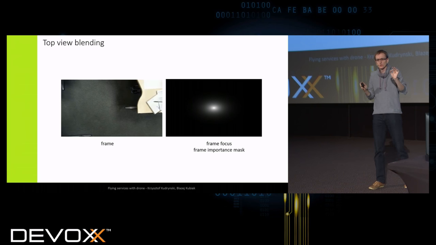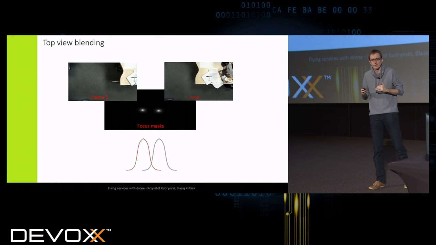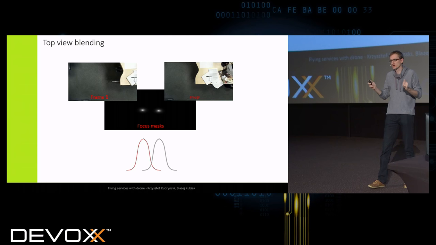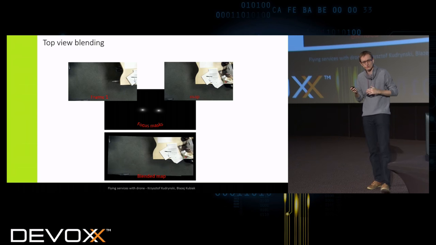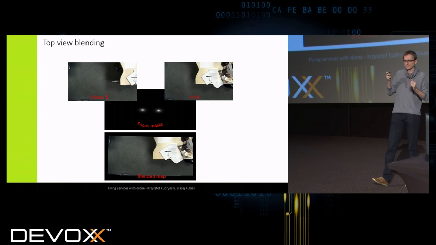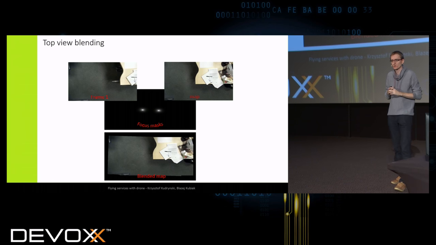So what we did, we created a mask, which is one in the middle, and it goes smoothly towards the edges. Now, when we want to add a frame to the map, we simply perform weighted averaging with weights taken from the mask. That's how we create a blended frame, and then we accumulate the mask, and whenever we want to add another frame, we can do it freely with the accumulated mask and continue with this process.